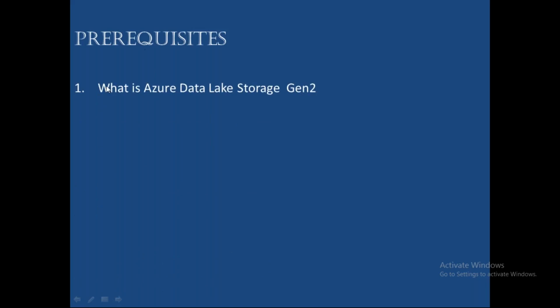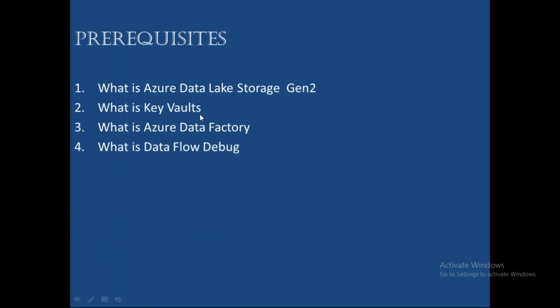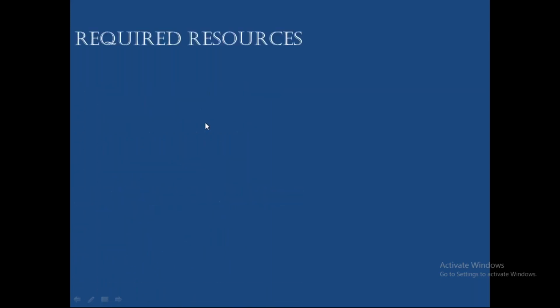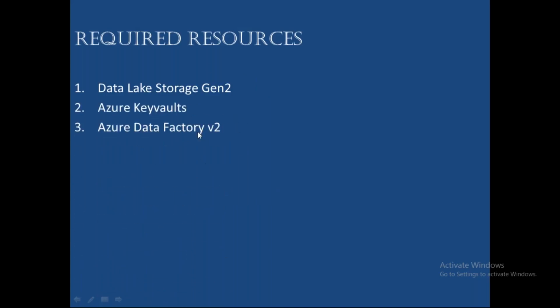Next, prerequisites. What is Azure Data Lake Storage Gen2? We already know what is Key Vault, what is Azure Data Factory, what is data flow debug, schedule trigger, what is linked service, dataset, activity, pipeline. So all those things we are aware of. Next, required resources: Data Lake Storage Gen2, Azure Key Vault, and Data Factory V2.